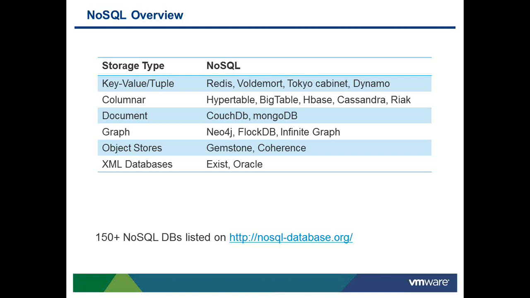And then document-oriented stores are primarily CouchDB and MongoDB. And then graph-oriented stores include Neo4j, FlockDB, Infinite Graph. And if you have object stores, primarily GemStone and Oracle Coherence are typical examples of the object store. XML databases exist, and Oracle are two XML databases. If you go to NoSQLdatabase.org, you'll find about 150 plus NoSQL DBs listed. So we need to be very careful in picking the right NoSQL for a particular BIR or for a particular application.